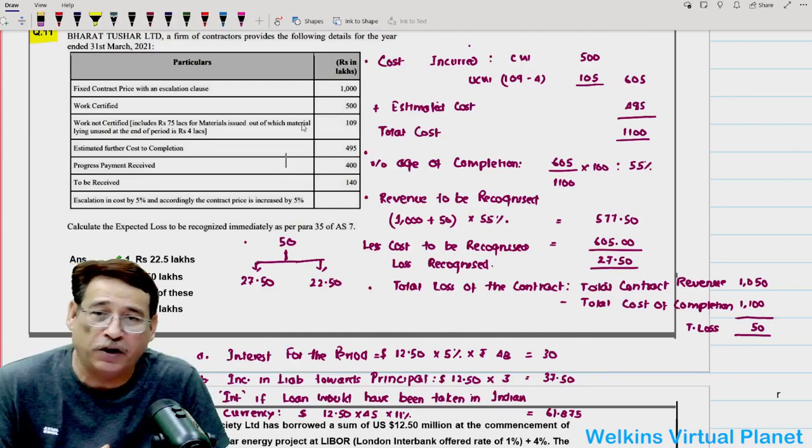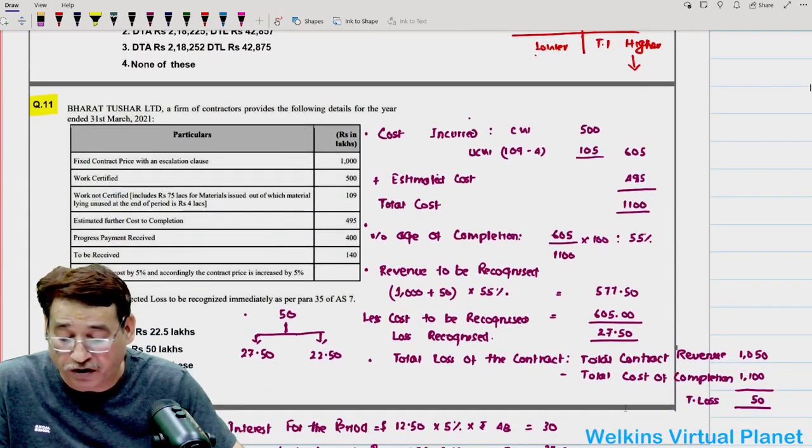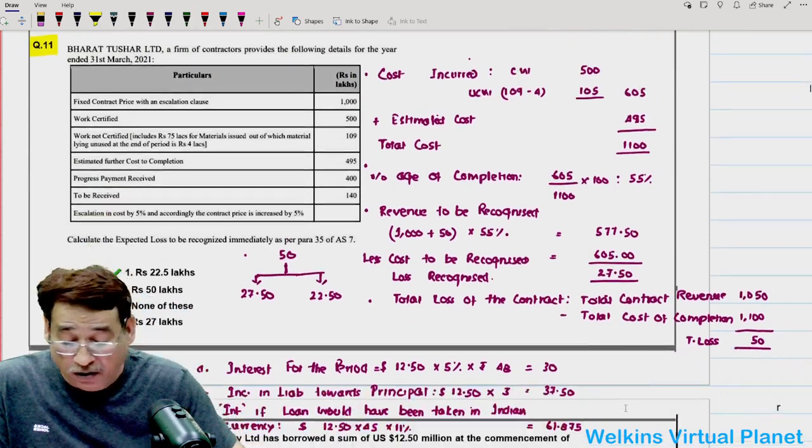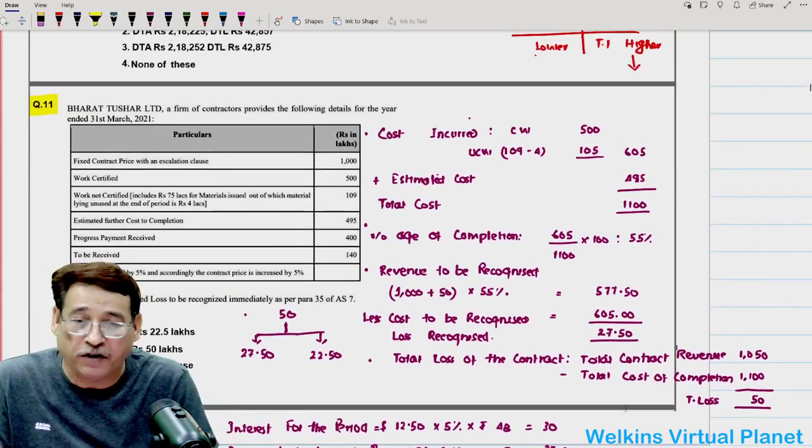Today in this session, we'll begin with question number 11, because in the last one we did up to question number 10. Question number 11 deals with AS7, with contract accounts. It is quite easy, not tough at all.